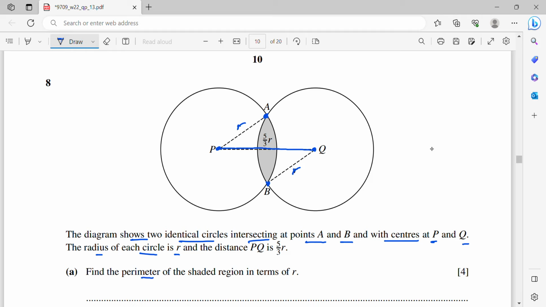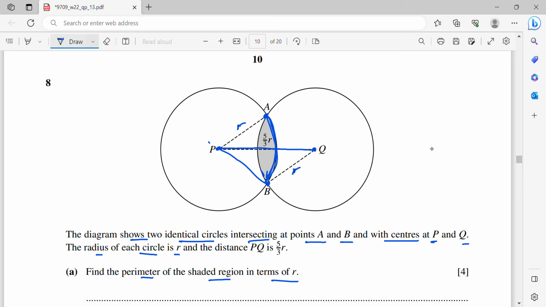Now, find the perimeter of the shaded region in terms of r. So, the perimeter of the shaded region means here. For your information, this AB is the arc length of the sector ABP, and here is the arc length of the sector AQB. But since both are identical circles, both are the same length, okay? So we just need to find the arc length of this part, then you times 2. That will be the perimeter already.